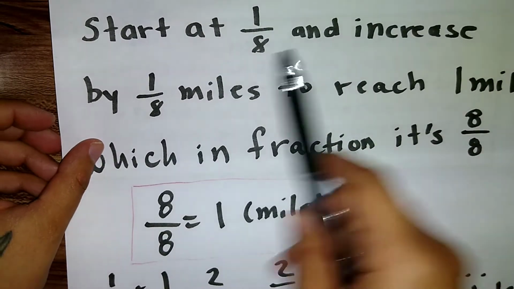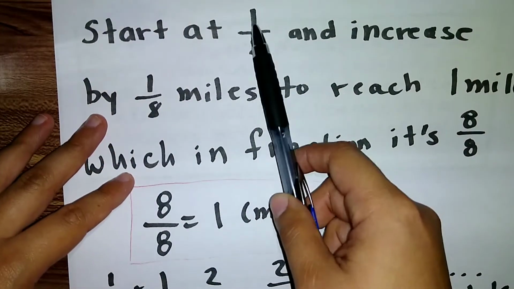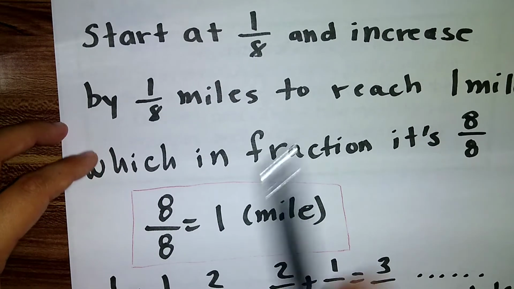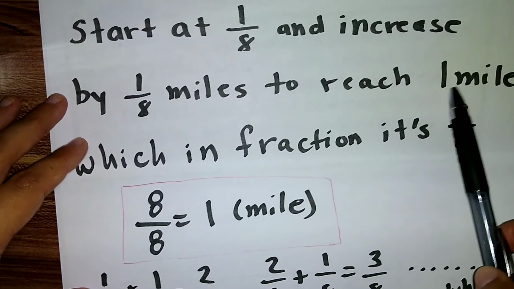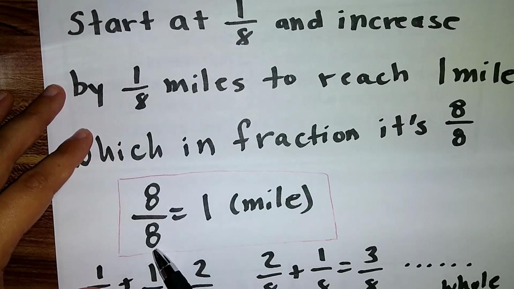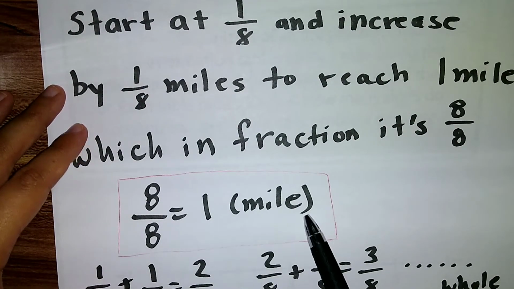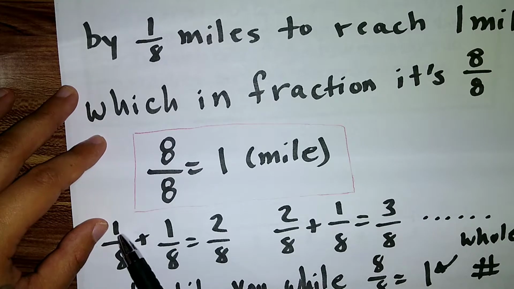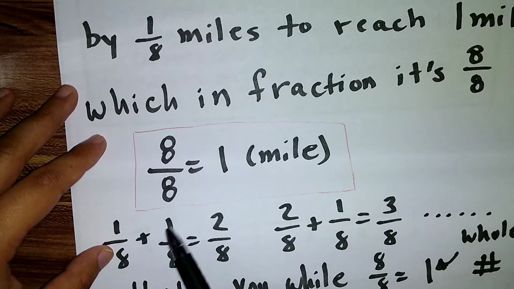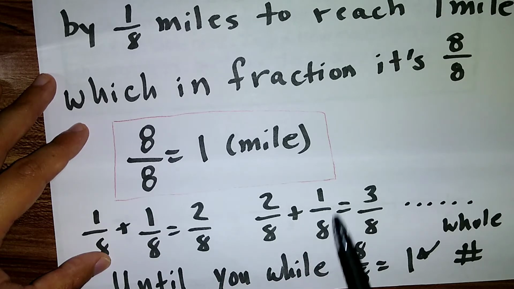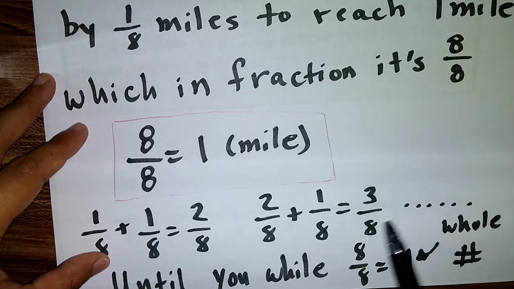You start at 1/8, and then you start increasing by 1/8 miles to reach 1 mile. In fraction, 1 is 8/8, as shown here. 8/8 will give you a whole number of 1 mile. As we start incrementing, what we have to do is start adding 1/8 and increase by another 1/8, which will give you 2/8. You'll take 2/8 plus 1/8 will give you 3/8, and so on.